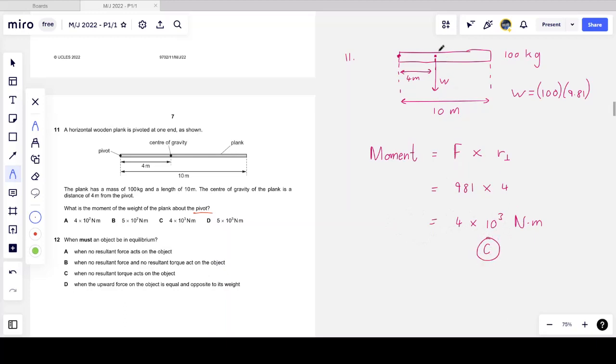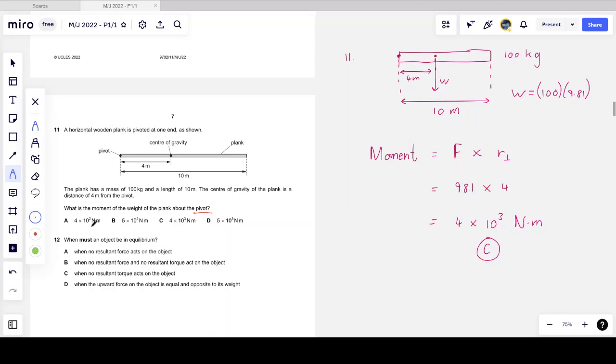So what did we do? We took the weight of the plank, the only force. We saw that it's going to cause the plank to rotate clockwise, which is irrelevant in this case. And we multiplied the weight by the perpendicular distance of the center of gravity from the pivot point, which is 4 meters. And yes, the weight is 981 newtons. So you could have done this without any drawing, without any significant calculation. In actual fact, this wasn't really that much of a long question. And so the moment is 4 times 10 to the 3 newton meters.